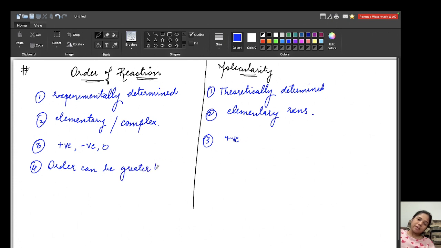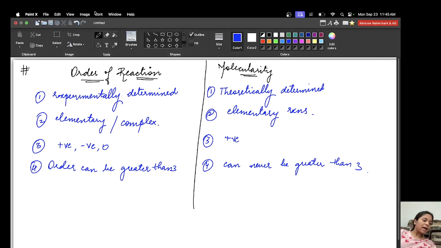Next, order can be greater than 3. And what about molecularity? Molecularity can never be greater than 3. So this is all about your order and molecularity.